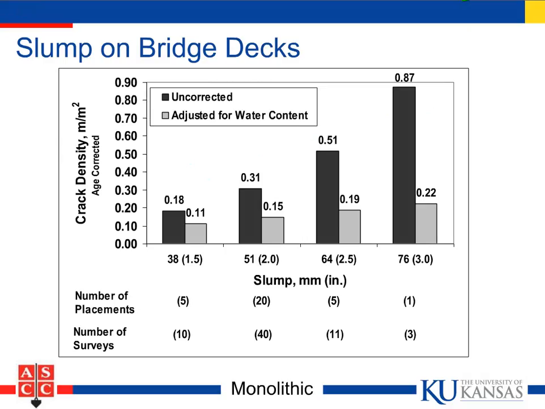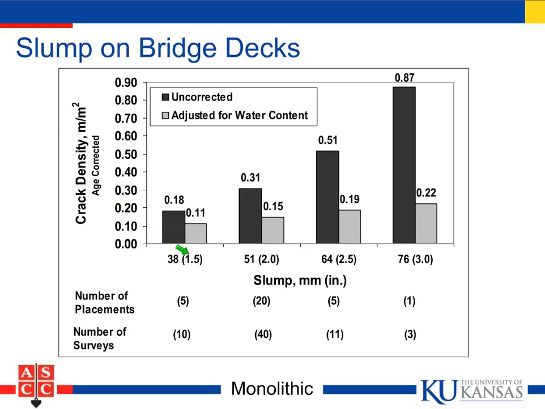Now, at KU, we've done a lot of work on bridge decks. Here on the vertical axis, we have crack density. We express crack density in linear meters per square meter of concrete. This dates back to the days when Kansas was an SI state. But I think if I told you that you had half a meter of crack in a square meter of concrete, you all can picture that.